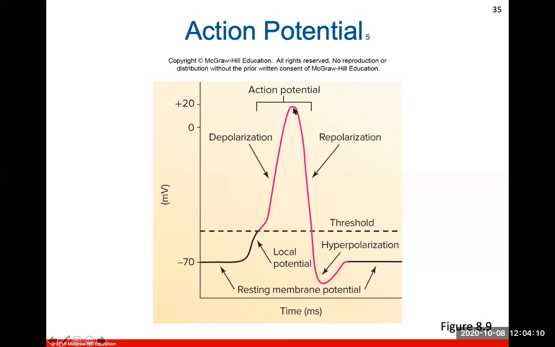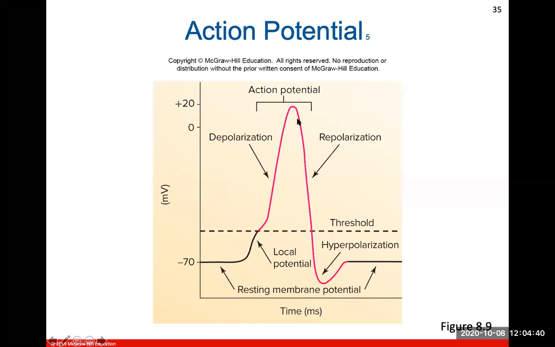Depolarization causes an action potential peak to occur no matter what, because we've gotten the inside of the cell past this threshold voltage value. Once an action potential peak has occurred, all the sodium channels will close and potassium channels open. Potassium ions will leave the cell, and that period of time is called repolarization.